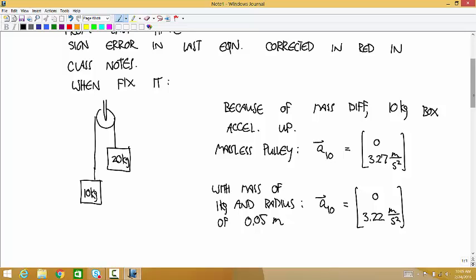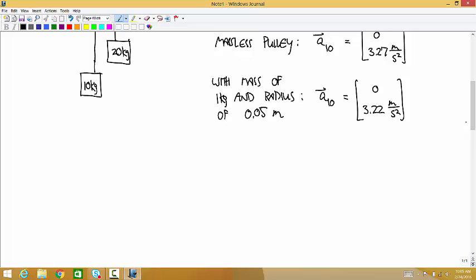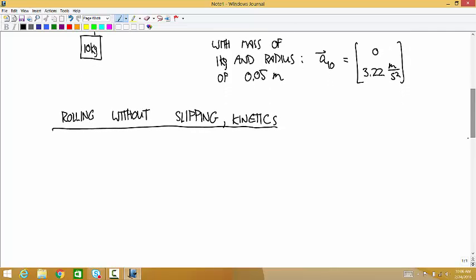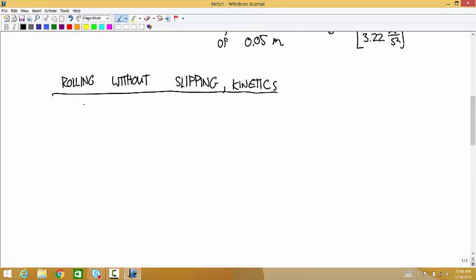All right. So the next thing I want to do is a rolling without slipping problem using kinetics. We've talked about it with kinematics, but we didn't have any way to predict what kind of accelerations we would get. Kinetics. I think I said kinematics. And so we're still going to use the definitions of rolling without slipping.